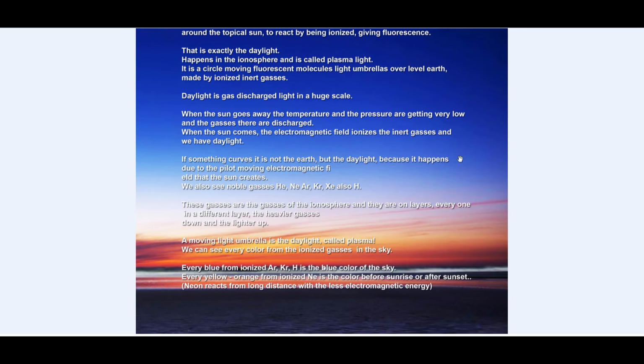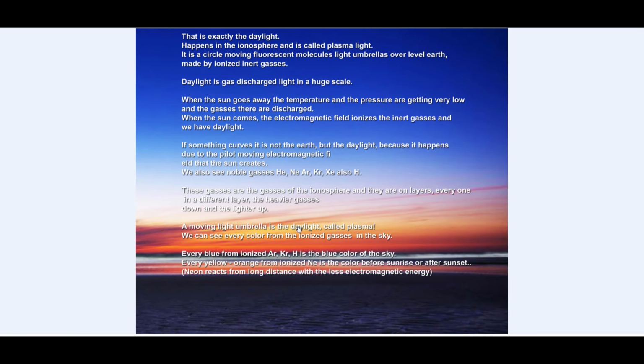What else? Yes. A moving light umbrella is the daylight, called plasma. We can see every color from the ionized gases in the sky. Why? Because each one of these gases, which are the noble gases, gives a different color when it's charged, when it's ionized. The electromagnetic force in its interaction of ionization with these gases gives a different color for each gas according to their density layer. And according to their interaction, that's why we have all these different beautiful colors in the sky. It's all the gases that interact differently, and the result is the different colors.